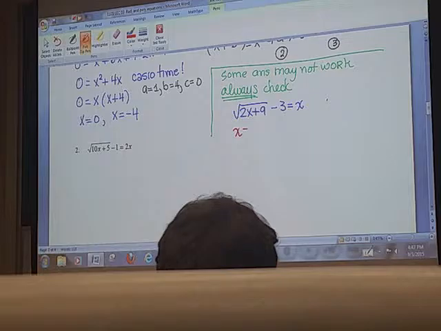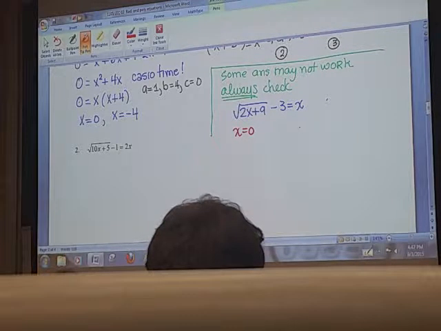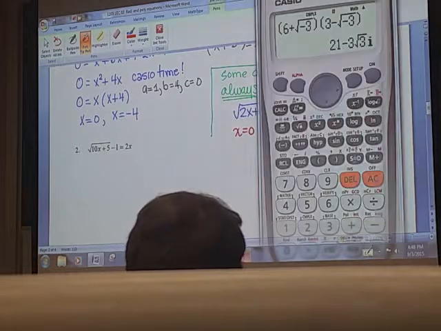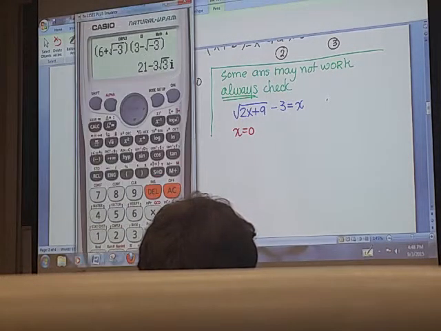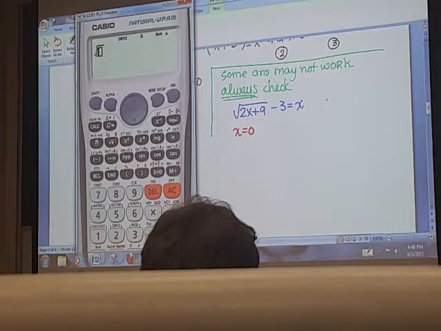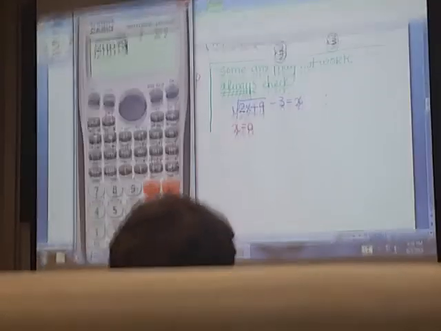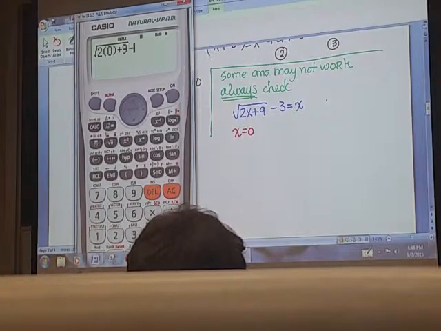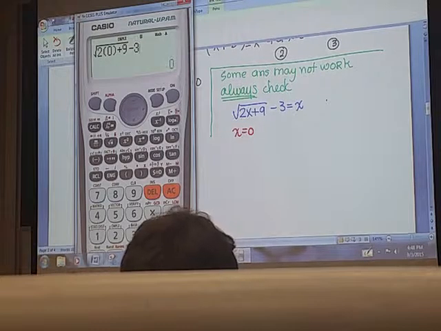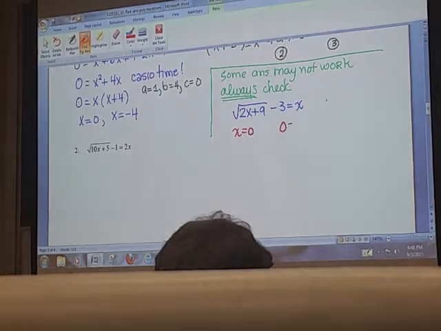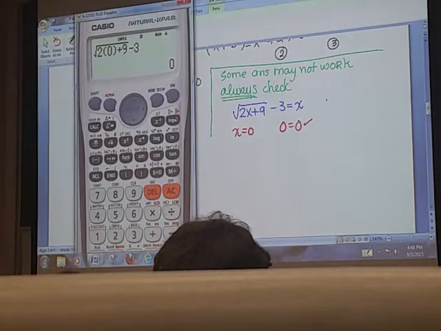So I check x equals 0. I don't mean you check. I mean, you know, your friend checks. Okay? So I go square root of 2 times 0 plus 9, under the root, minus 3. So there's a left-hand side, and that gives me 0, which is what I get here. So I'm going to get 0 equals 0, and that one works.